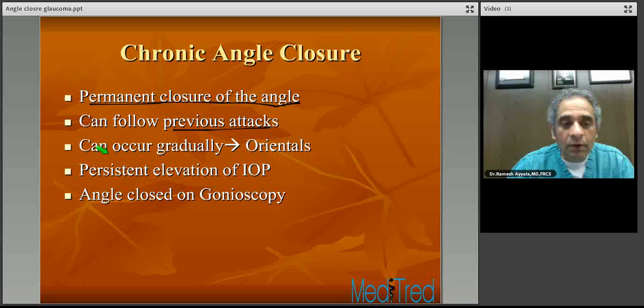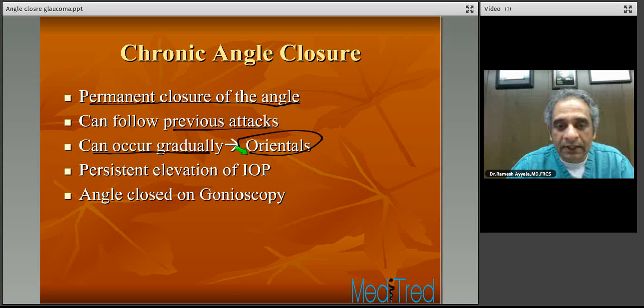Or more commonly, especially in the oriental population, it can occur gradually. It can skip. It can go straight from the occludable angle stage to the chronic angle closure glaucoma, skipping the intermittent angle or the acute angle closure attacks. And this is more commonly seen in the oriental population than in the Caucasian and the African American population.